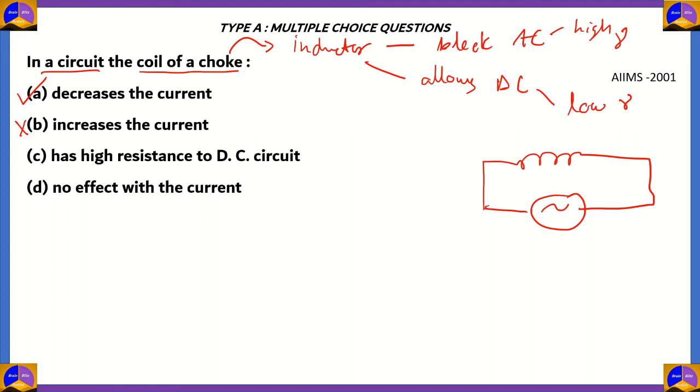And option C has high resistance to DC circuit, which is again incorrect because it allows DC circuit to flow which have low frequency. And option D, no effect whatsoever with the current, is incorrect. This is applicable in the DC scenario, but in an AC circuit the current gets decreased. So option D is also incorrect. The right answer is option A, decreases the current.